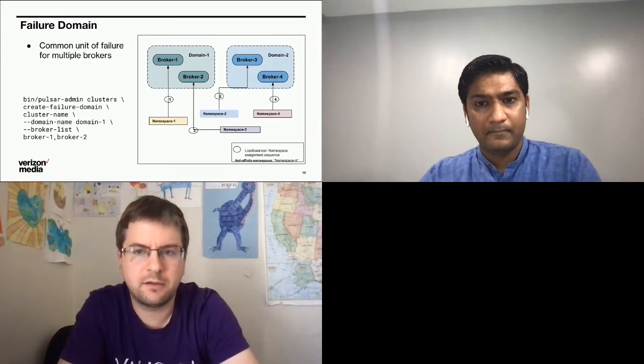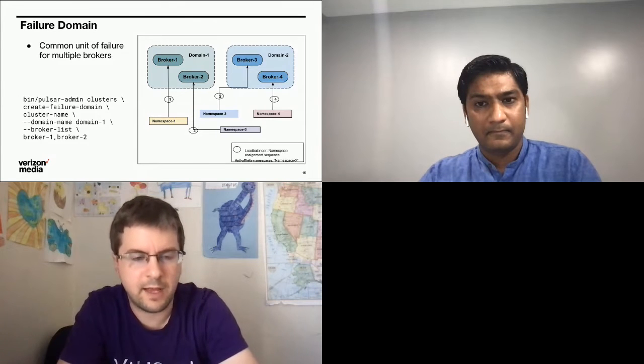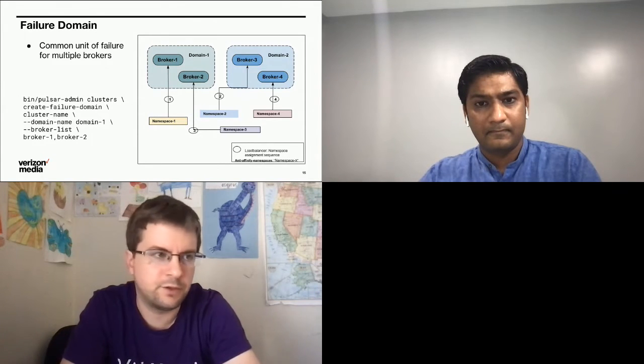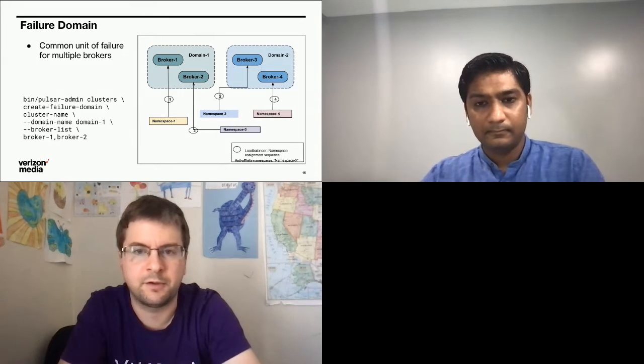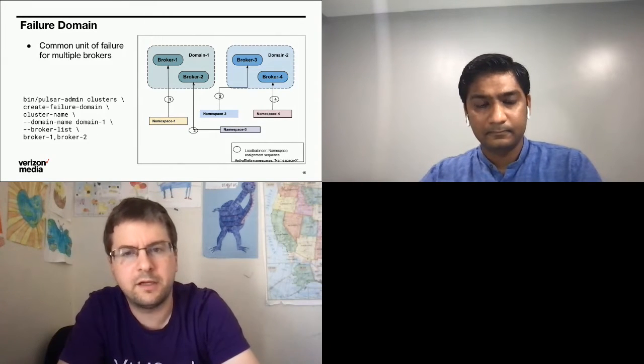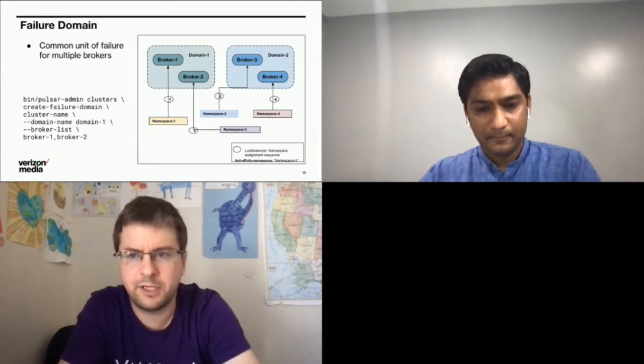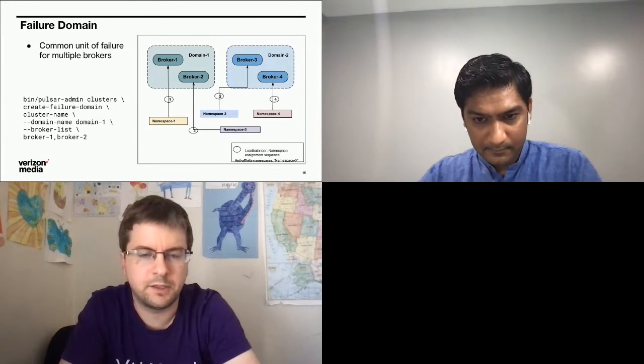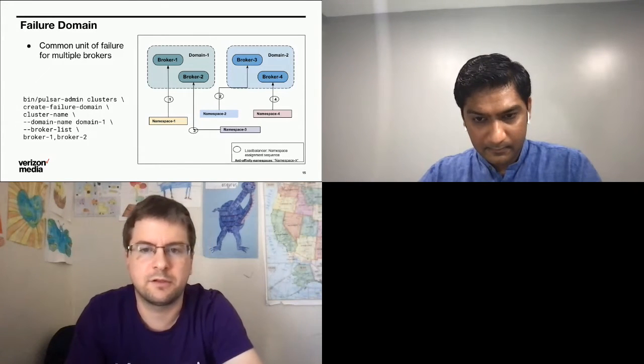So failure domains are a way of defining a group of brokers which are at risk of failing together. You could use a physical rack or an availability zone as your unit of failure, for example. If you don't have anything larger than the broker itself, then the broker becomes the unit of failure domain. So defining a failure domain on its own won't change the behavior of the system, but it does work in conjunction with the next feature.